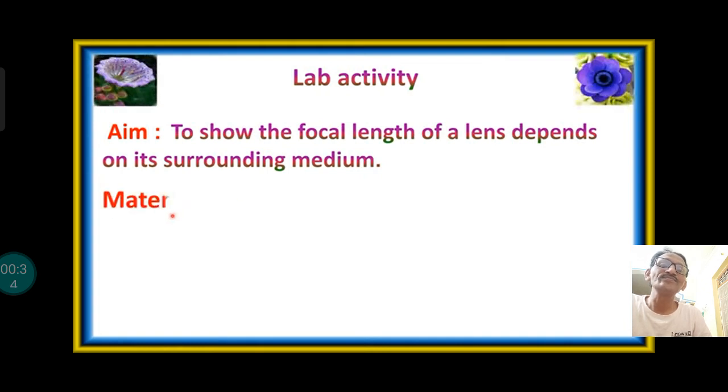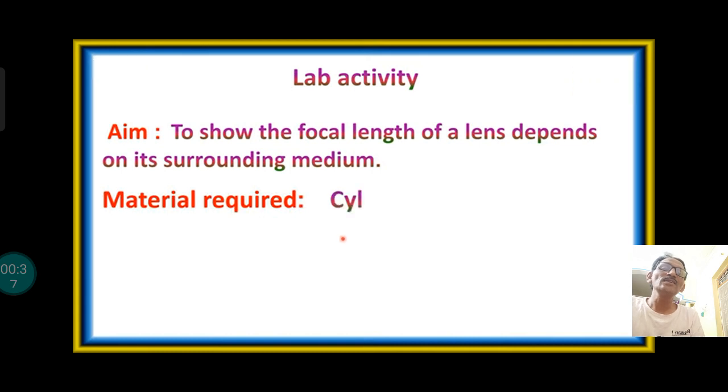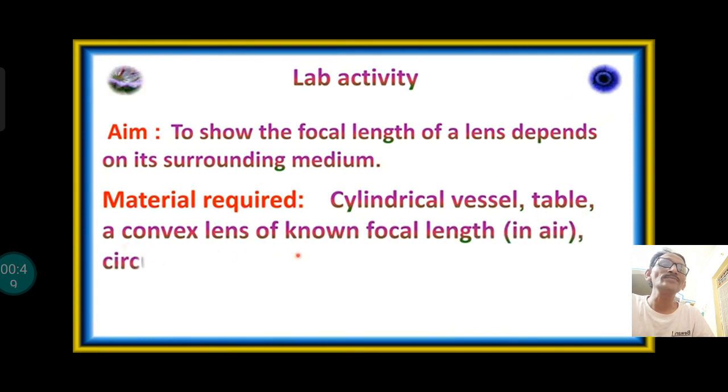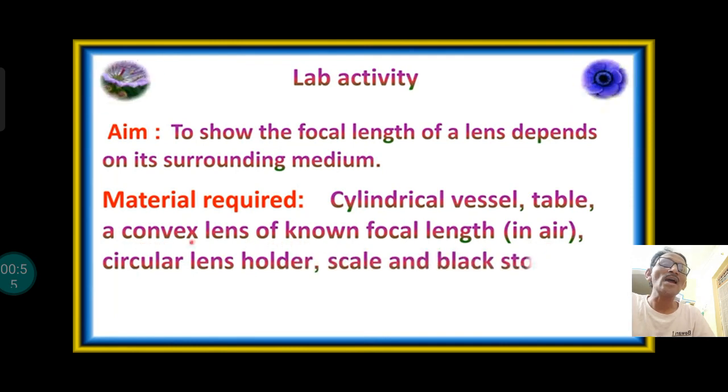Materials required. Apparatus required: cylindrical glass vessel, table, a convex lens of known focal length in air, circular lens holder, scale, and black stone. These are the materials required to perform the lab activity to show that the focal length of a lens depends on its surrounding medium.